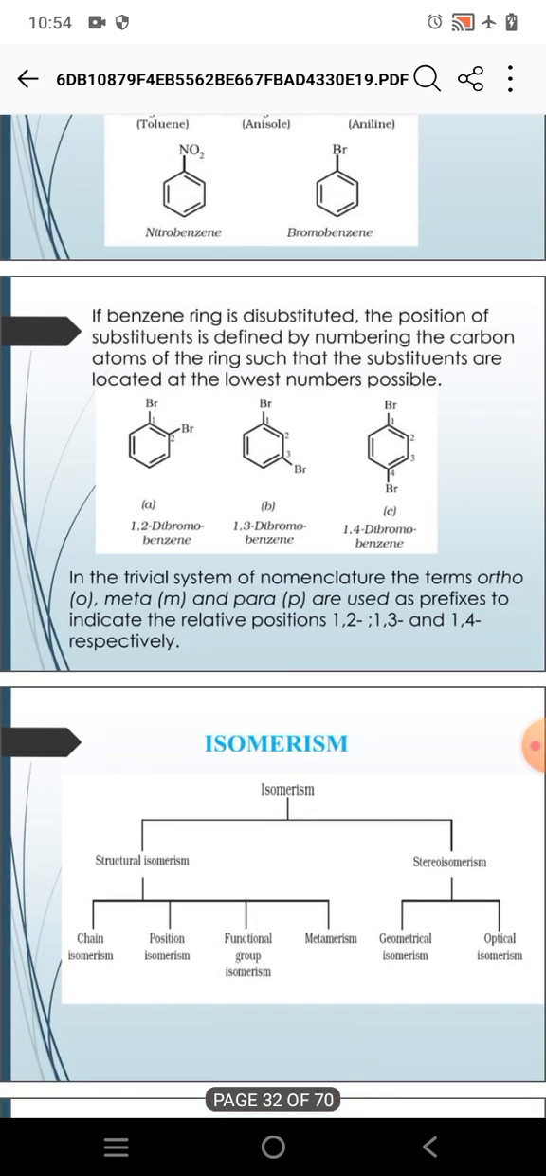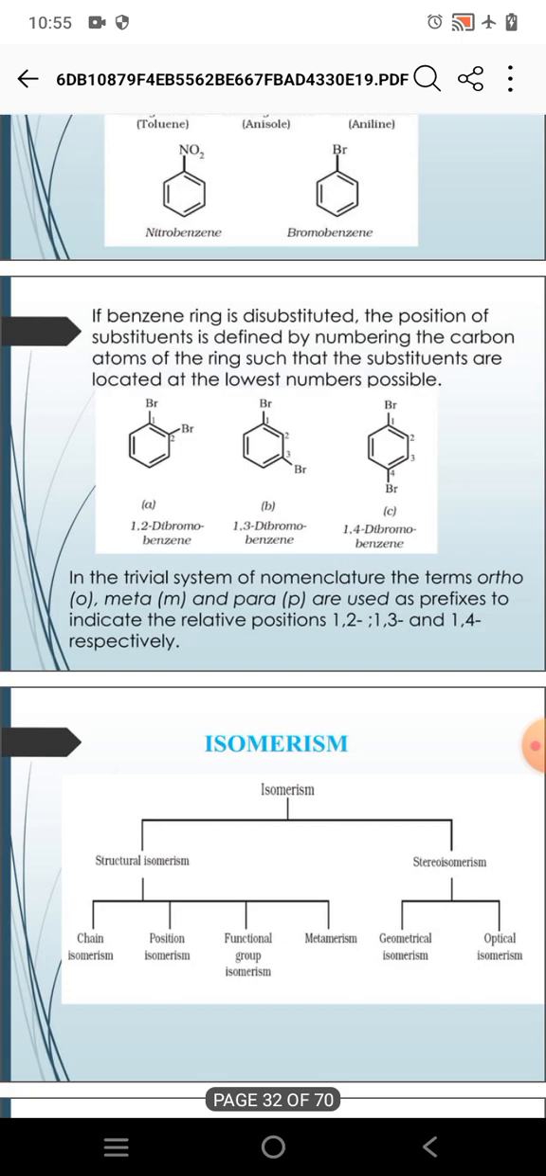If the benzene ring is disubstituted, the position of the substituents is defined by numbering the carbon atoms of the ring such that the substituents are located at the lowest possible numbers. 1,2-dibromobenzene: the 2-bromo group occupies the ortho position with respect to carbon 1. 1,3-dibromobenzene: the bromo group occupies the meta position with respect to carbon 1.